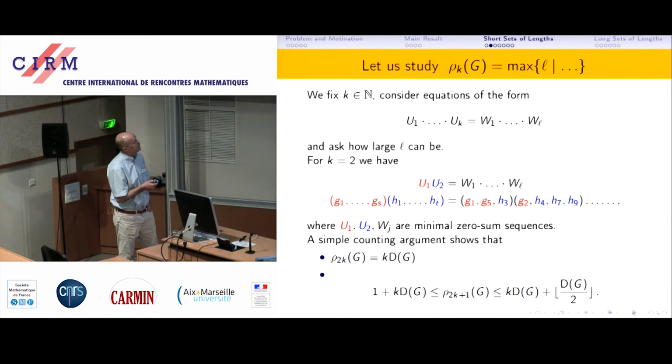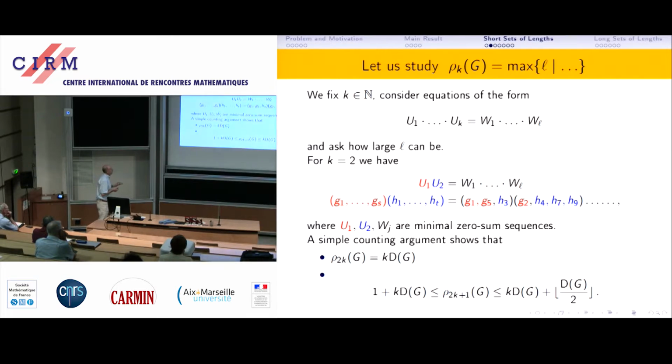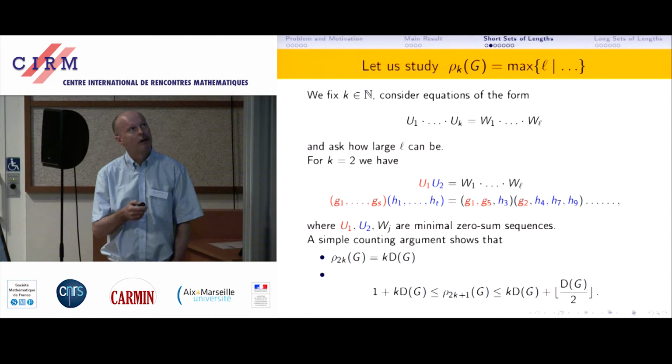So if we ask, let's start with k elements on the left, how large can L be? And we call this rho_k. Then rho_2 is the Davenport constant, and the same argument is true for all even numbers. So we have a classical combinatorial description of this arithmetical invariant. And again, by a counting argument, if you have an odd number here, then rho_{2k+1} is between the upper bound and this lower bound.